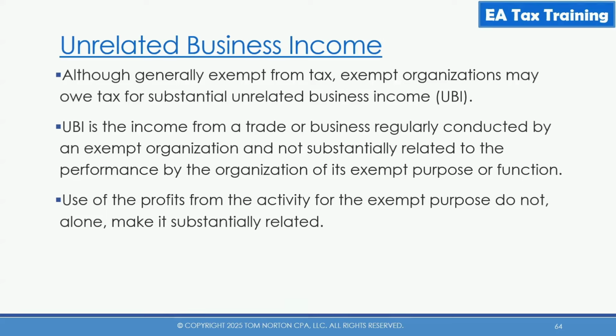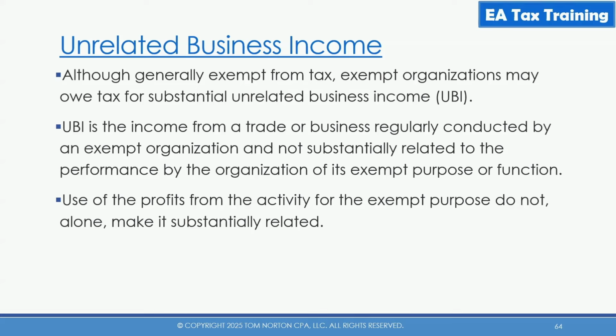Unrelated business income. So although generally exempt from tax, exempt organizations may actually owe tax for substantial unrelated business income, or UBI. UBI is the income from a trade or business regularly conducted by an exempt organization and not substantially related to the performance by the organization of its exempt purpose or function. Use of the profits from the activity for the exempt purpose do not alone make it substantially related.